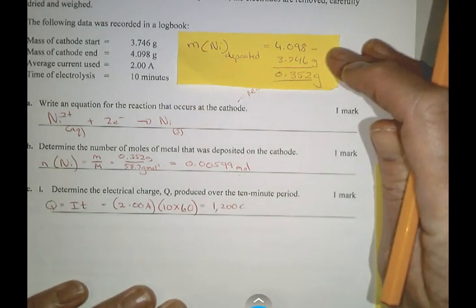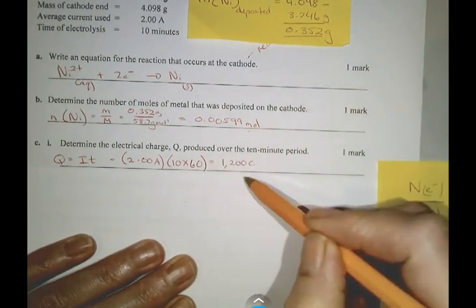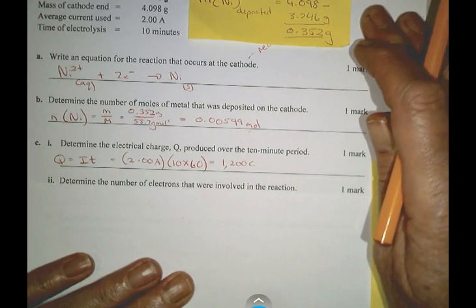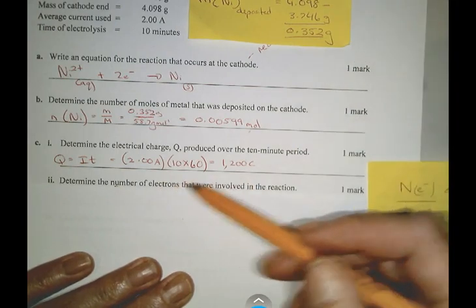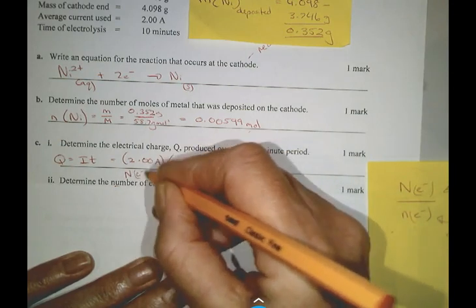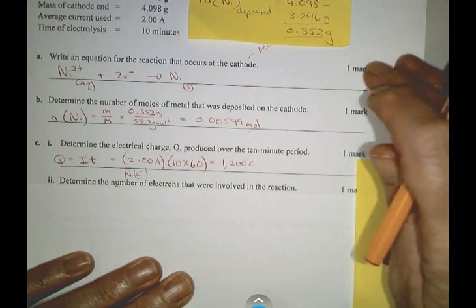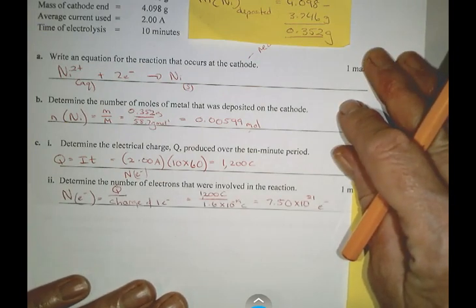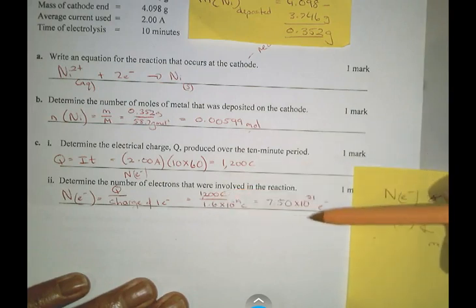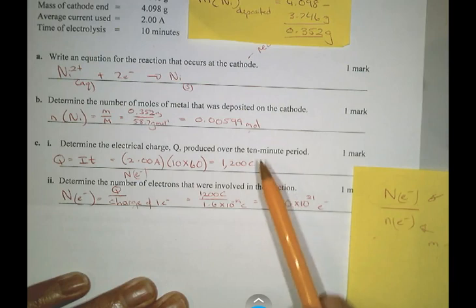So determine the electric charge produced over a 10-minute period. So the electric charge is Q equals IT. That's how many electrons were moving. But what does 1200 C mean? Normally at this point, the next question is determine the number of electrons that are involved in the reaction. This is the number as in counting number. How many electrons? It doesn't say number of moles, it just says how many. So we know we've got 1200 coulombs, which is for a whole lot of electrons. If we know the charge on one electron, then we just divide the 1200 coulombs by the charge on one electron and we can work out how many actual electrons there were.